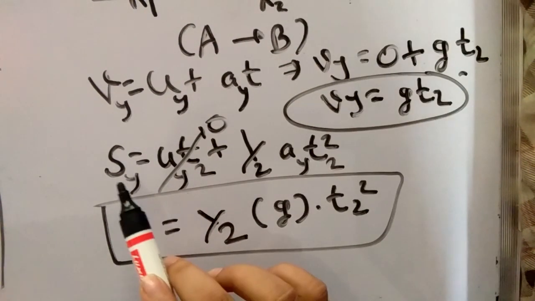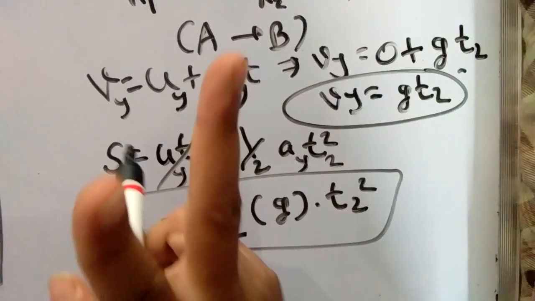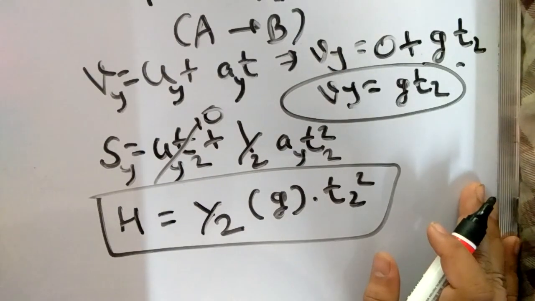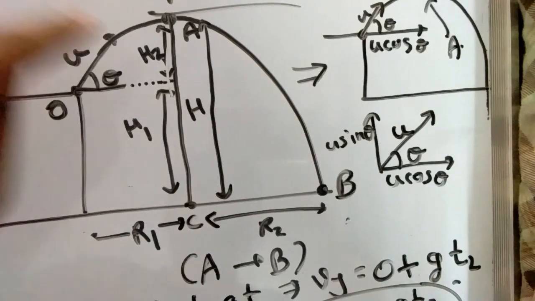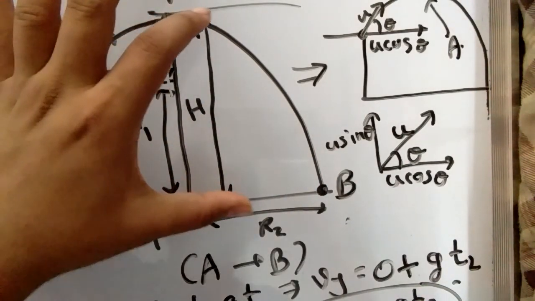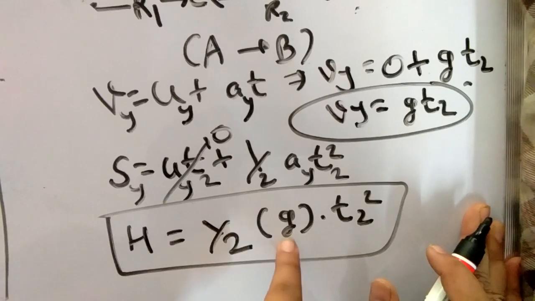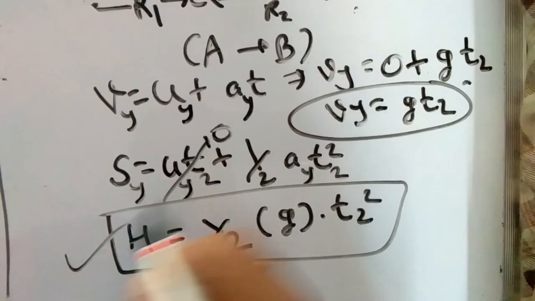Okay, I used equation s equal to ut plus half at square. I wrote t2 because it is second part of motion, and y and y because we are taking y direction. Sy means distance covered vertically. So distance covered vertically from a to b is this one, h. So we wrote h. This term is gone. Ay is g because velocity is increasing, so ay must be positive, so g and t2 square. So we got h, we got vy.